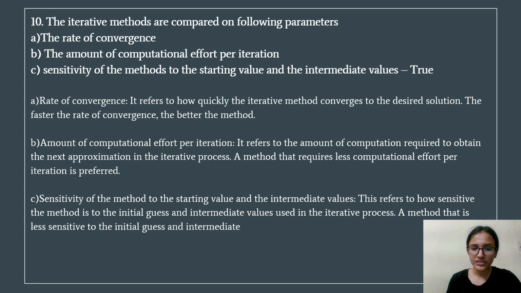And the amount of computational effort per iteration refers to the amount of computation required to obtain the next approximation in the iterative process. A method that requires less computational effort per iteration is preferred. And sensitivity of the method to the starting value and the intermediate values refers to how sensitive the method is to the initial guess and intermediate values used in the iterative process. A method that is less sensitive to the initial guess and the intermediate values is preferred more. So this statement is true.